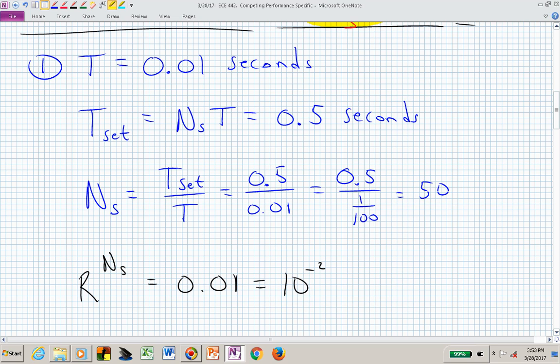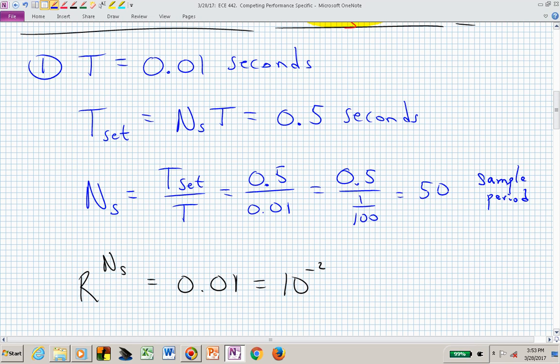In this case, with performance specification number one, we have a sampling period of 0.01 seconds, and we're given a settling time in an absolute amount of half of a second. We can then solve that for the sampling period. N sub s is the ratio of the settling time in absolute terms, half a second, divided by 0.01, or 1 over 100, so we're taking half of 100 to give us the number of sample periods. This is 50 sample periods we want at the maximum to satisfy our settling time specification.